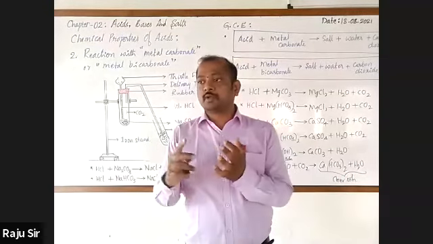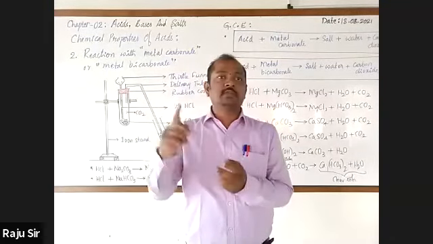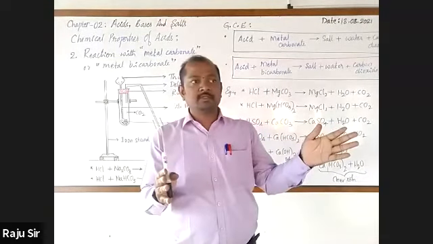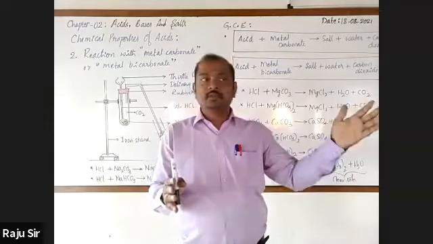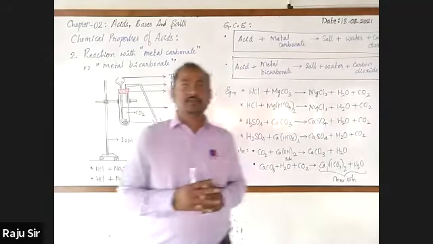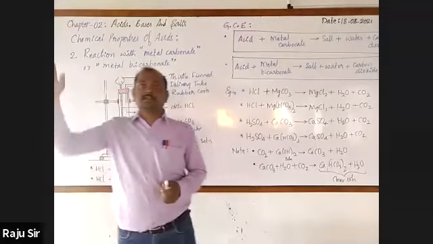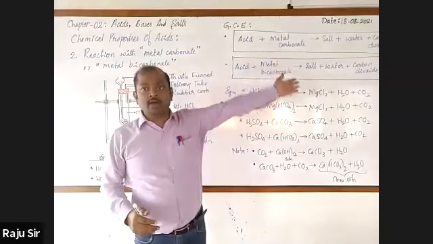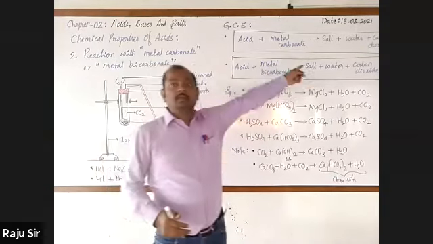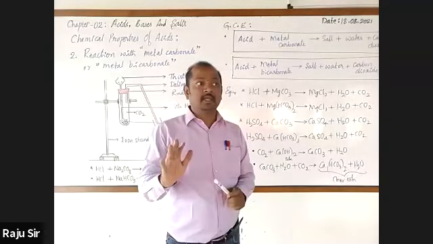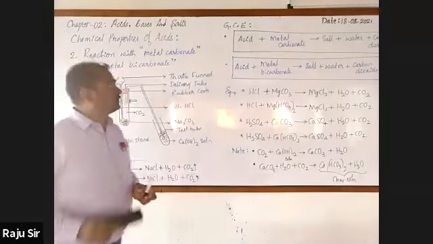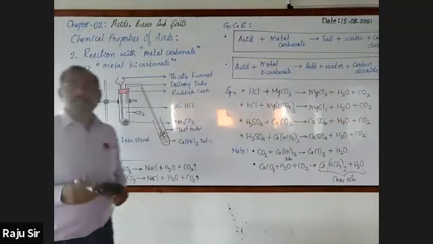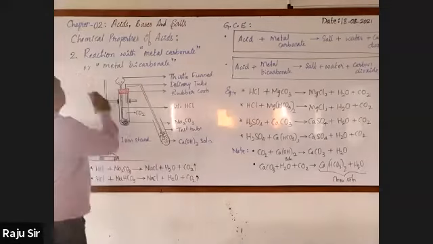Now we have come across two important reactions. First one: acid reacts with a metal to produce salt with the liberation of hydrogen gas. When acid reacts with a metal carbonate or metal bicarbonate, it produces salt, water, and carbon dioxide liberated. Now, third one. What is the third one? Reaction of acids with base. It's very simple. Third one.